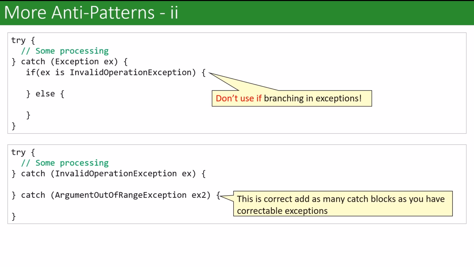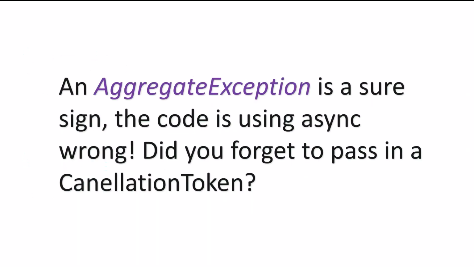And you always want to catch exceptions in the order of most specific to least specific. So if you have exceptions that exist in an inheritance tree, make sure that the blocks of the most specific exception, that is the lowest place in the tree, are caught first, because it will catch the first one that's a good match. An aggregate exception is a sure sign you're using async wrong.